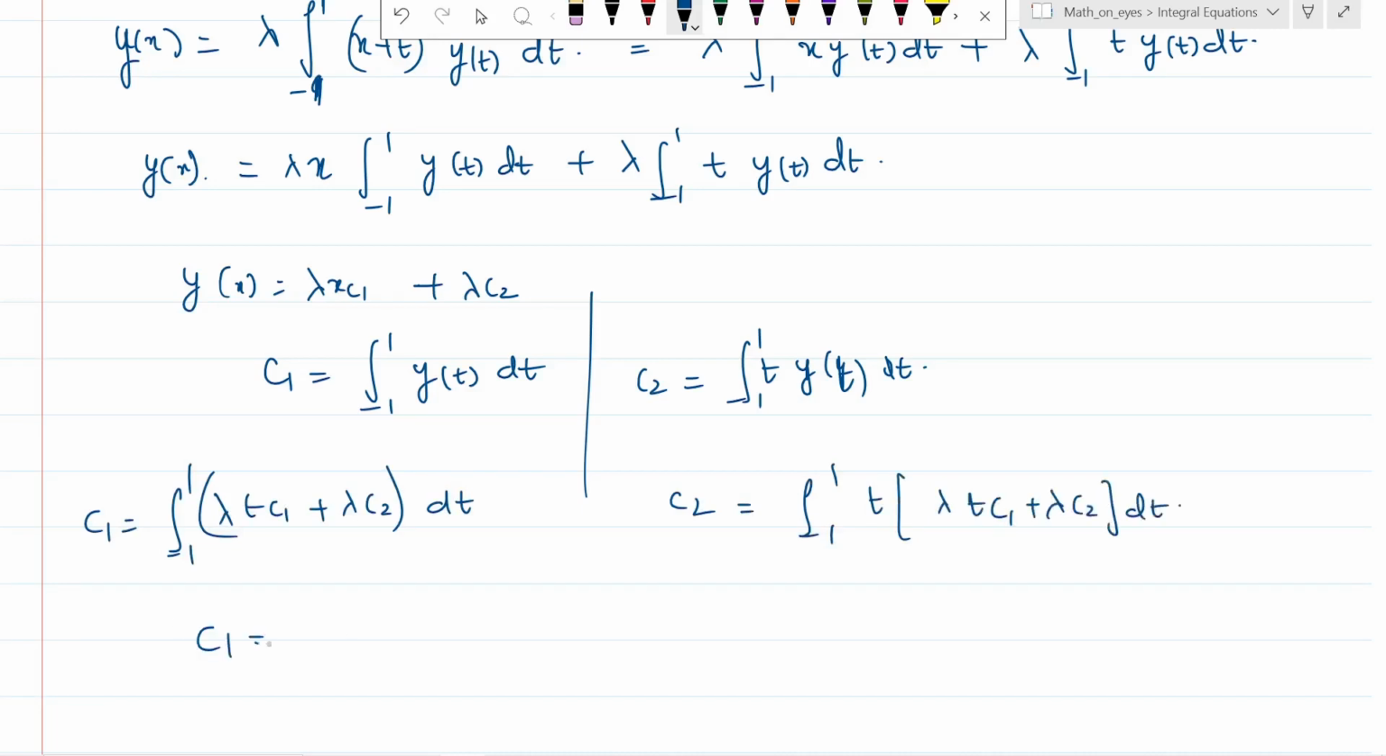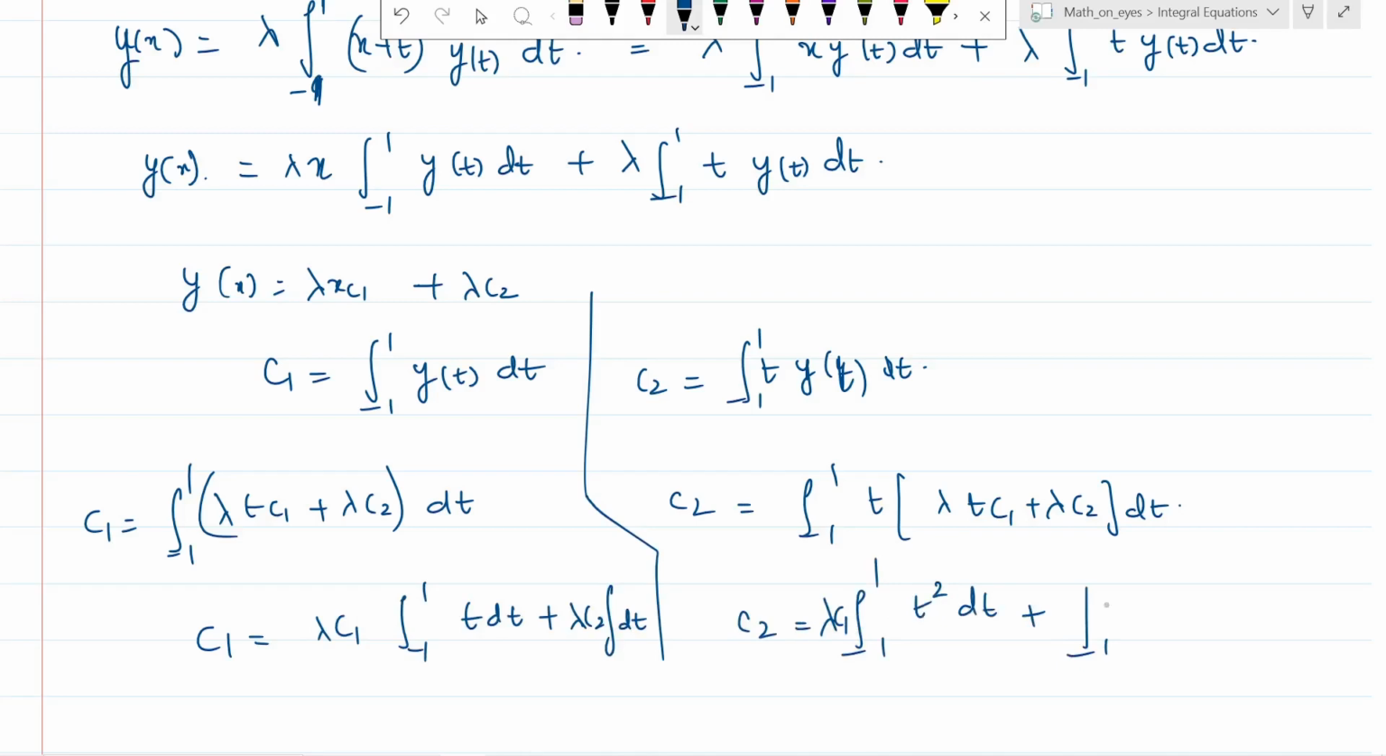So this is c1 is equal to lambda integral from minus 1 to 1 of t c1 dt plus lambda c2 integral dt, and this c2 will be equal to integral from minus 1 to 1 of lambda c1 t squared dt plus integral from minus 1 to 1 of lambda c2 t dt.